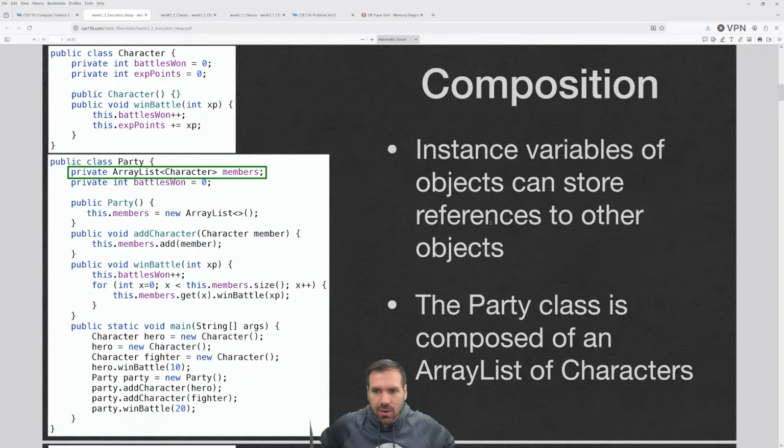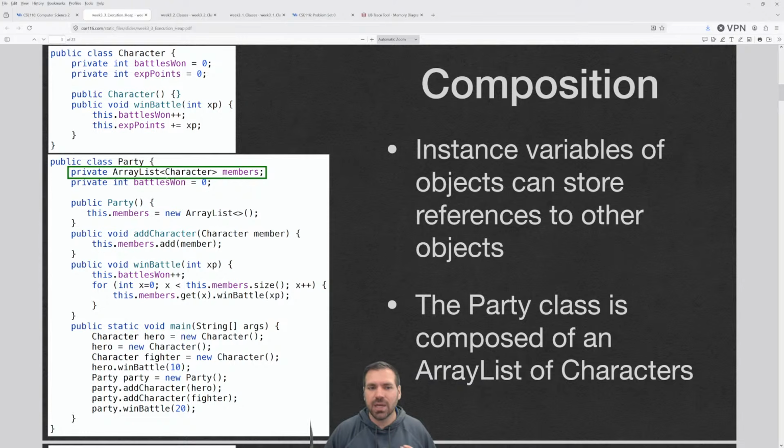One is composition. This is a big fancy word that I really don't like. I'm not big on vocab, but this is one that I at least want to mention, because some people like to call this composition: when you have an instance variable in a class whose type can be another class type. So you can have an object that has an instance variable that's a reference to another object.